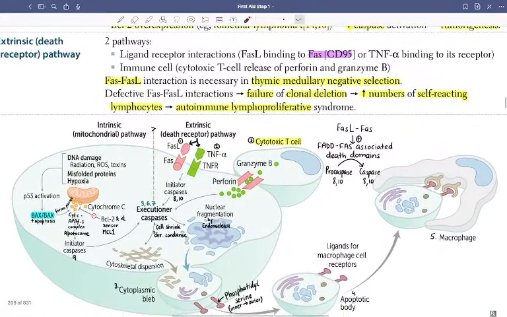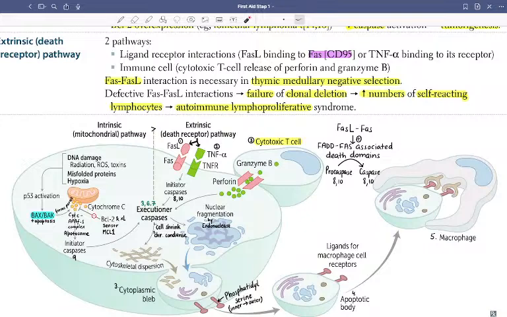Fas, the Fas ligand pathway, and Fas is CD95. Say 95 years old, now it's going to die. TNF alpha binding to the receptor also triggers this. Fas ligand is necessary for thymic medullary negative selection.